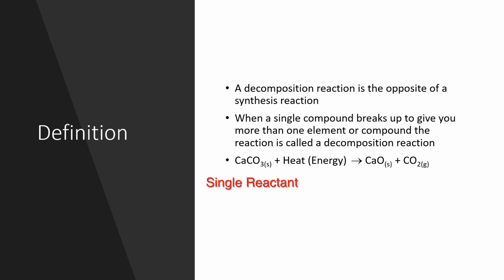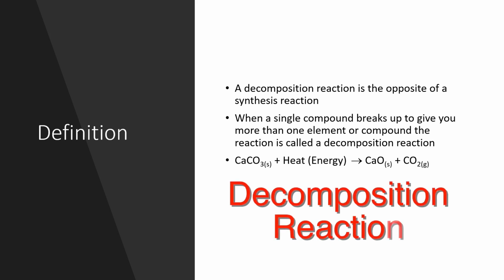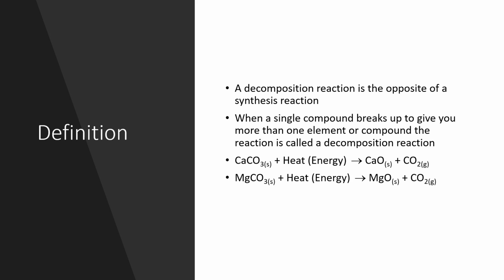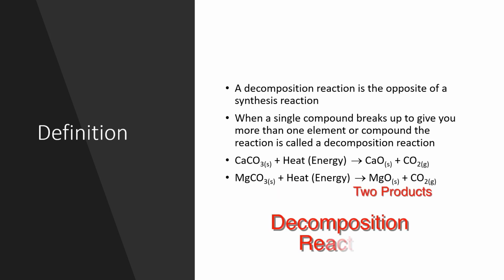Calcium carbonate is a compound. If you heat it, it breaks up into 2 things. One is calcium oxide, which is a solid, and carbon dioxide, which is a gas. Hence, this reaction is classified as a decomposition reaction. The second example is a different carbonate. It's magnesium carbonate. Again, heating it will give you magnesium oxide, a solid, and carbon dioxide, a gas.